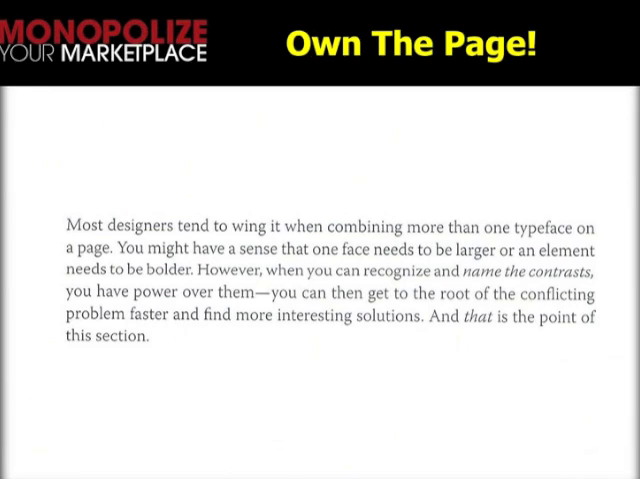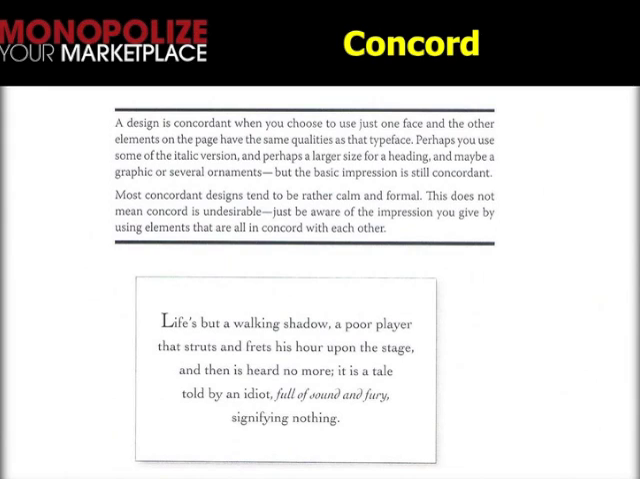So in other words, not to just look at something and say, well, it looks okay, but if you can verbalize what those issues are, then you can control it. So let's take a look at a couple of examples here. Concord. Like we just said, one typeface, other elements have same or similar qualities of that typeface. Maybe italics are used, maybe a larger header, but the basic impression is still concordant. Most concordant designs are calm and formal. That doesn't mean it's undesirable, just the impression is going to be more calm and maybe boring, okay?